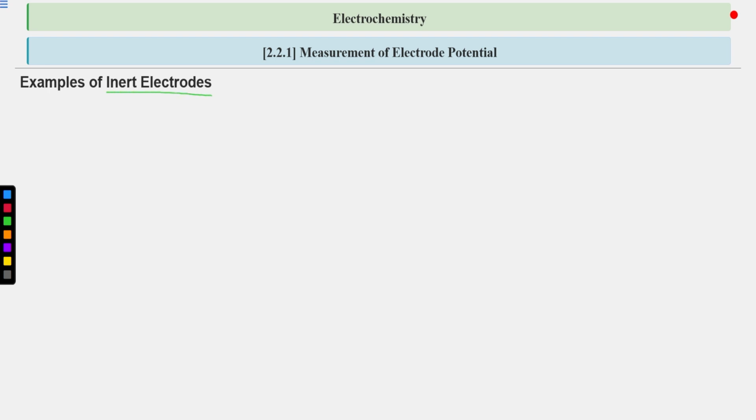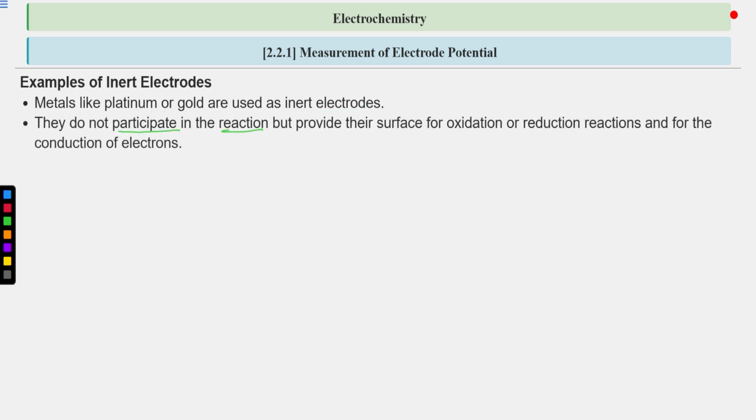Now let's see the examples of inert electrodes. Metals like platinum or gold are used as inert electrodes because they will not react as much, or you can say they do not have much reactivity. They do not participate in the reaction, but provide their surface for the oxidation or reduction reactions and for the conduction of electrons, the passage of the electrons. That's why we call them inert electrodes.